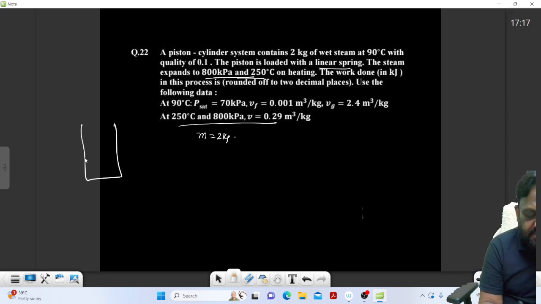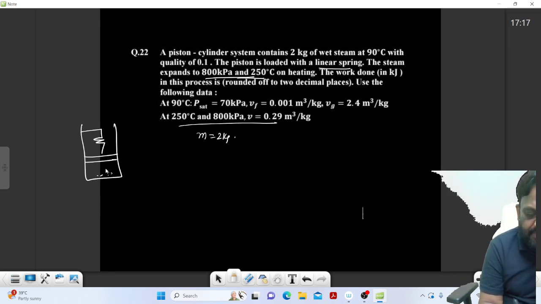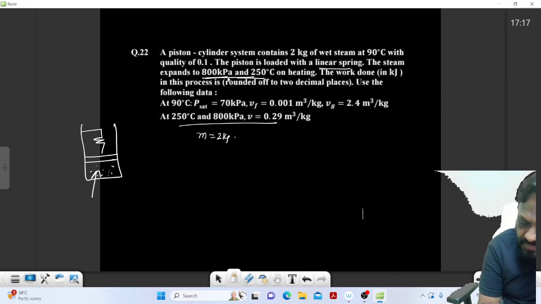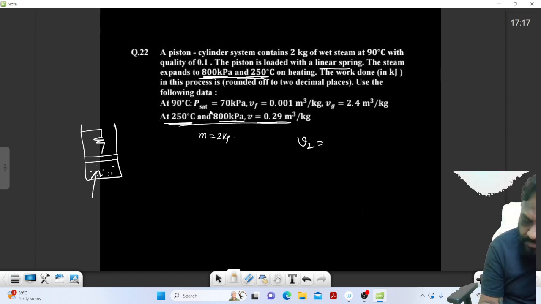Actually, in this piston cylinder arrangement there is a spring, and there is wet steam, meaning a liquid vapor mixture. On heating, the volume is increasing. So, what is the final condition? Final pressure is 800 kilopascal and final temperature is 250. So the final specific volume is given: at 250 degrees and 800, the volume is 0.29.